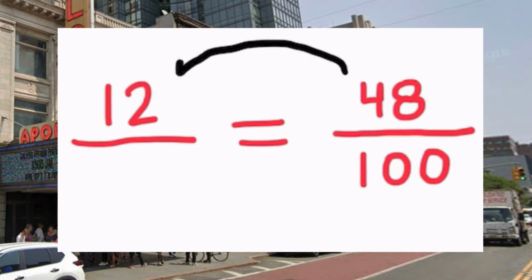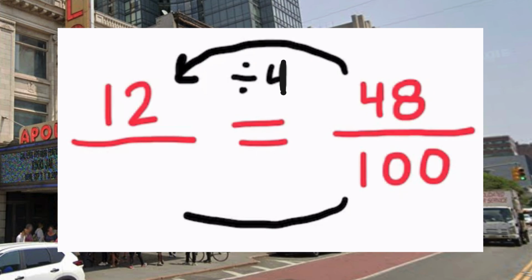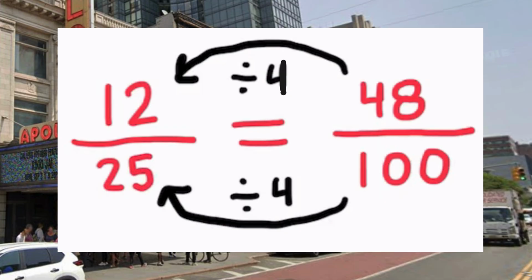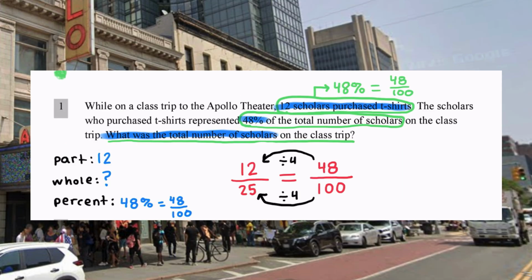We reasoned that we divided our numerator of 48 by 4 to equal 12. Since we divided our numerator by 4, we must also divide our denominator by 4. 100 divided by 4 equals 25. Our whole is no longer unknown. It is 25.